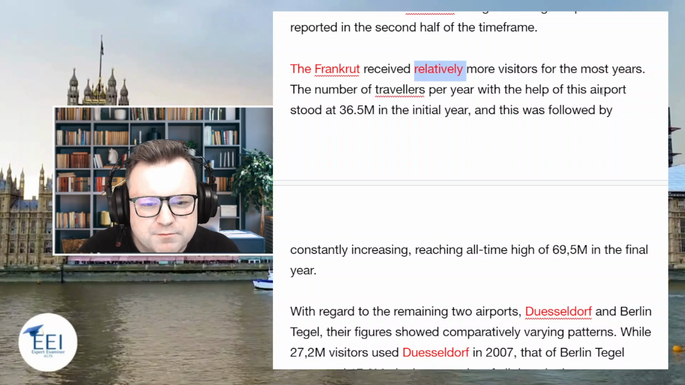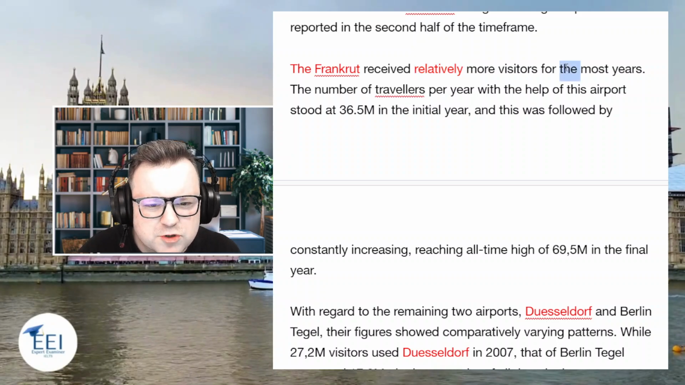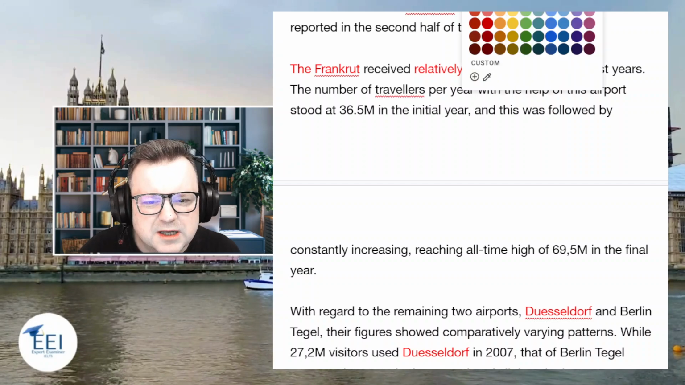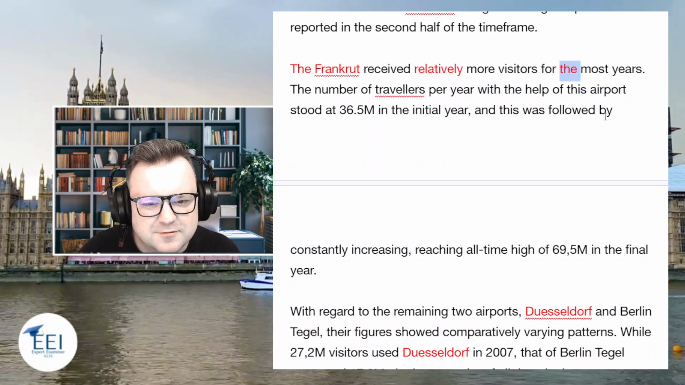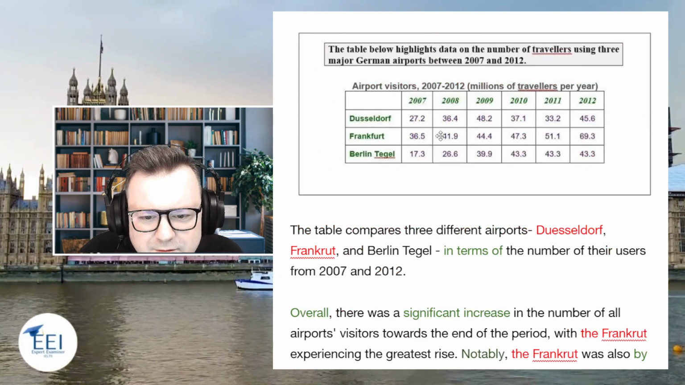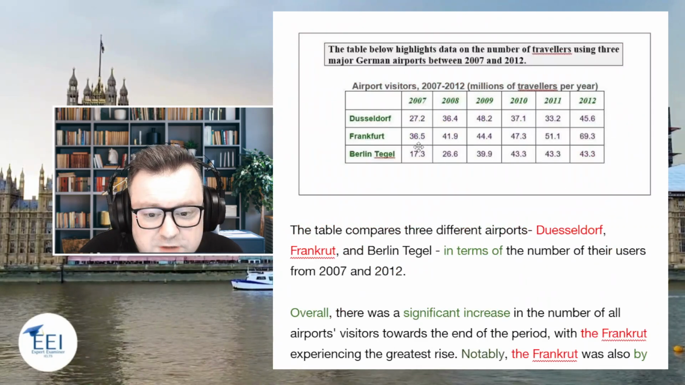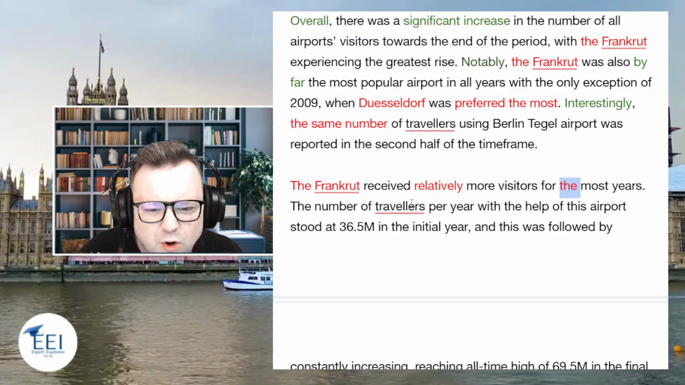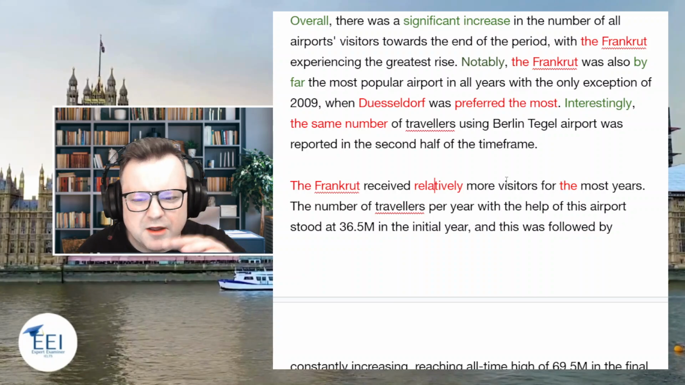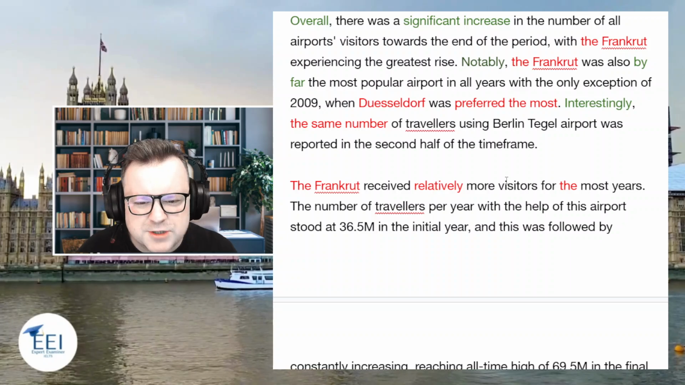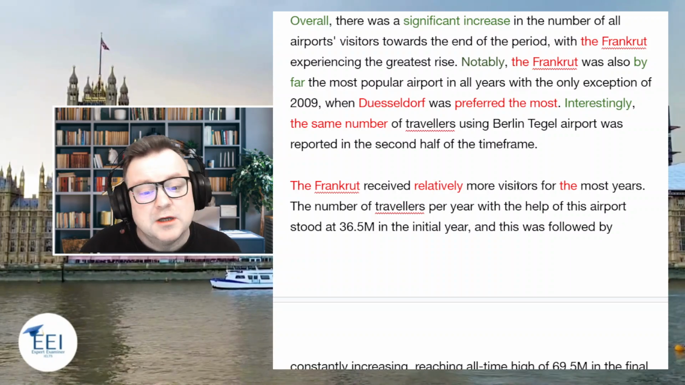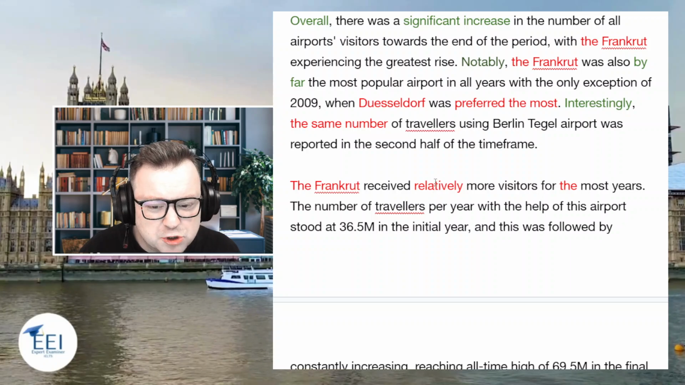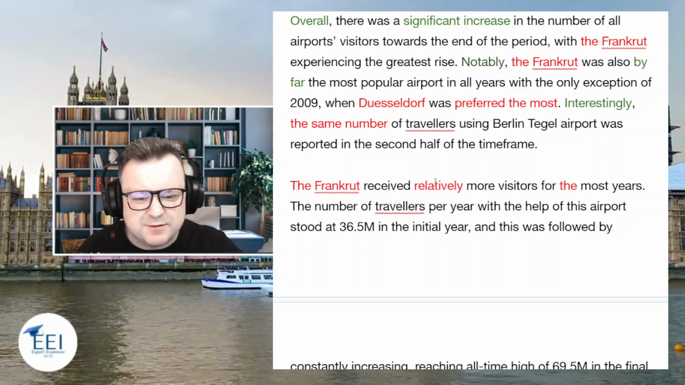More visitors for most years. Again, be specific. Actually, it's for all years. So progressively more for all years. Or do you mean relatively more than the other airports? It's not clear what you mean. So I can guess, but I can't be sure if you mean progressively more or relatively more than the others.